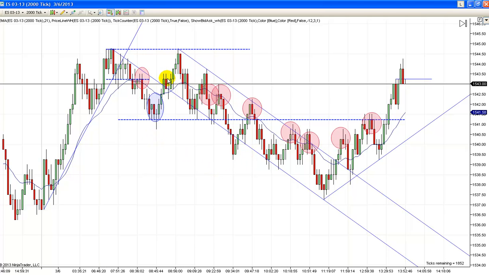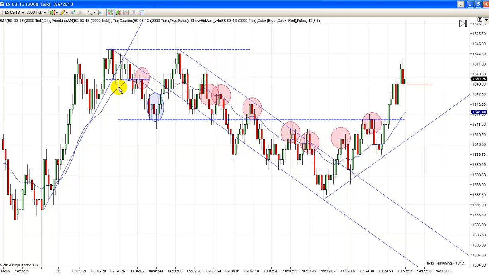But this is kind of a reversal pattern. Let me show you this. We were trending up. Then we finally had a lower low. We actually had a lower low here than this one.